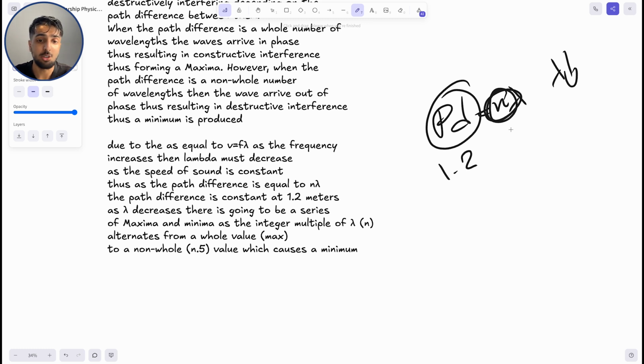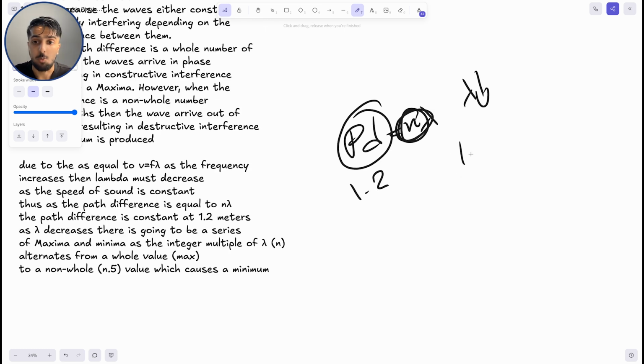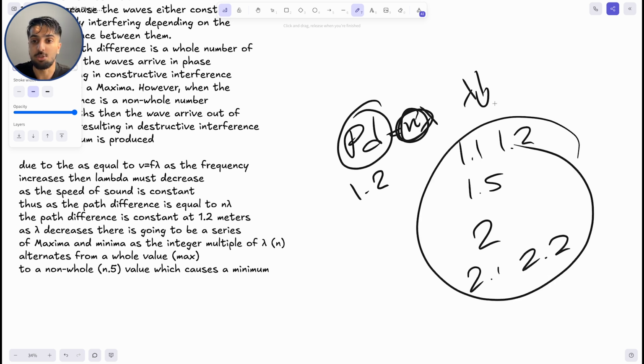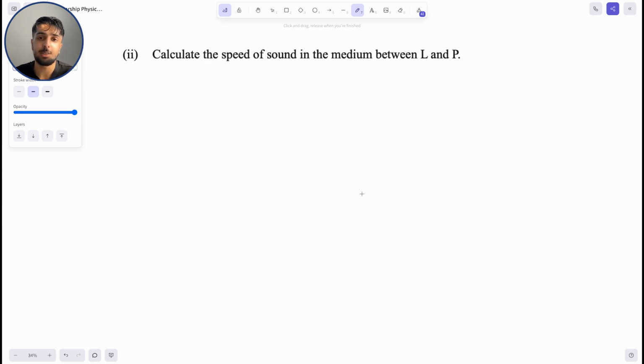And so our n multiple is going to go through a series of whole values and non-whole values, which causes the maxima and minima. So n is going to fluctuate between 1.1, 1.2, and then eventually 1.5, and then it's going to go to 2, and then 2.1, and then 2.2. So this n value is going to change as our lambda decreases, and that's what's going to cause the series of maxima and minima.